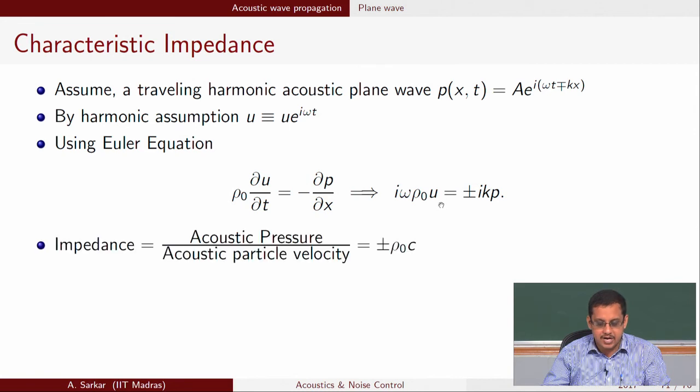So, we have got this relation relating pressure and velocity for both the forward travelling plane wave and the backward travelling wave. We define a quantity which is called impedance, and the impedance as per definition is acoustic pressure divided by acoustic particle velocity, right. So, for a forward travelling wave, which comes with a positive sign in this equation, you will have this quantity to be rho 0 c, and for a backward travelling wave we will have it to be minus rho 0 c, right.